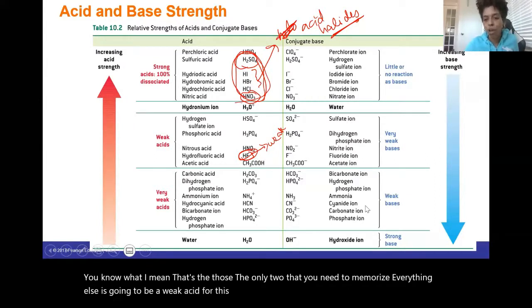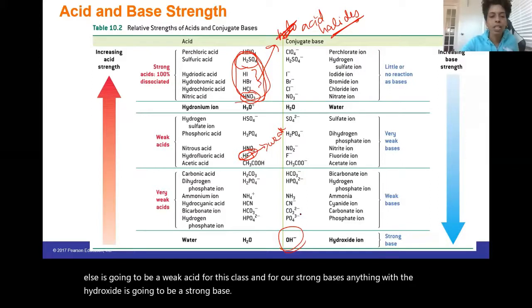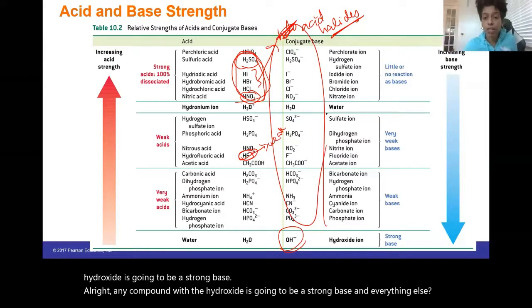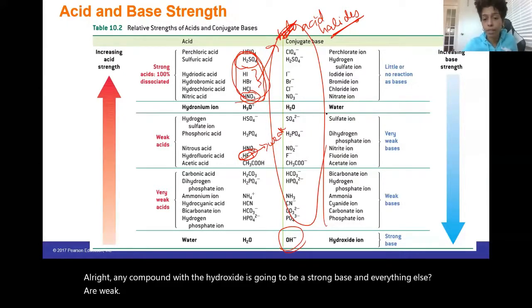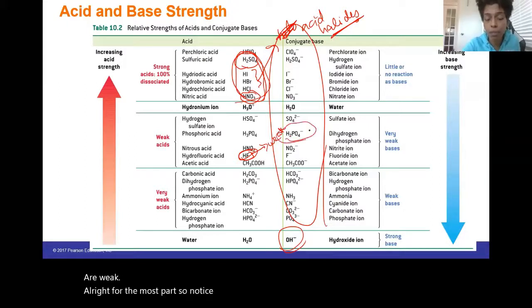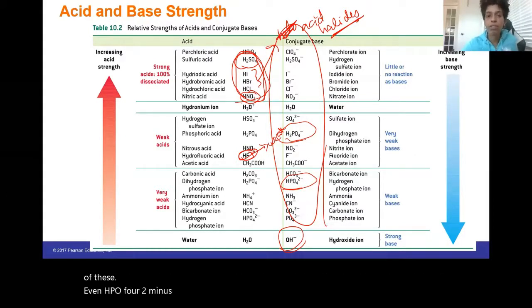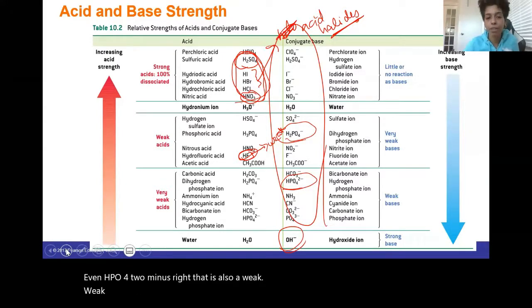And for our strong bases, anything with a hydroxide is going to be a strong base. Any compound with a hydroxide is going to be a strong base, and everything else is weak, for the most part. So notice here the H2PO4 minus, that's a weak base. Notice that all of these, even HPO4 2 minus, is also a weak base. It can act as either.